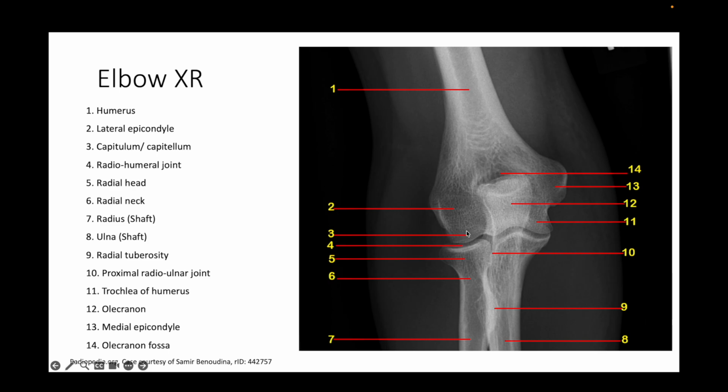3 is your capitellum, which articulates with the radial head at the radiocapitellar joint, which is 4. You can say radiocapitellar or radiohumeral, both are correct. 5 is your radial head. 6, where it sort of tapers in, is your radial neck. 9 is the radial tuberosity. This is where the biceps tendons attach. 7 is your radial shaft, and 8 is your ulnar shaft.